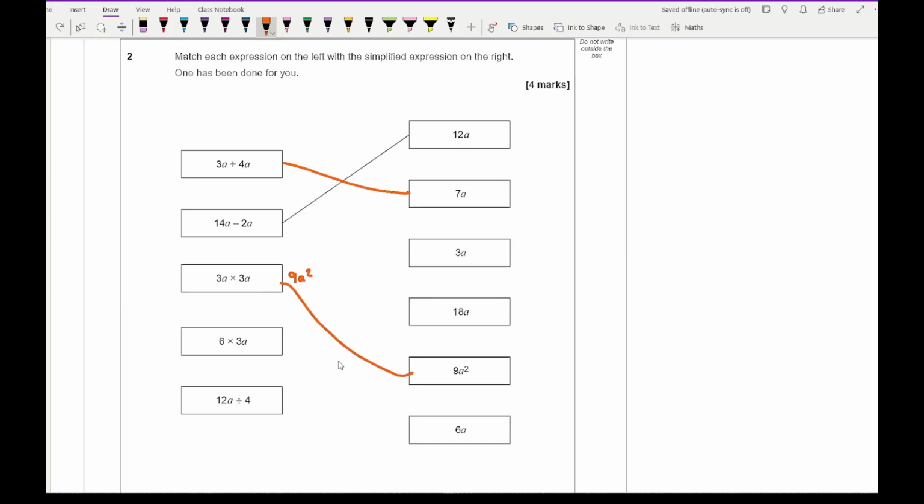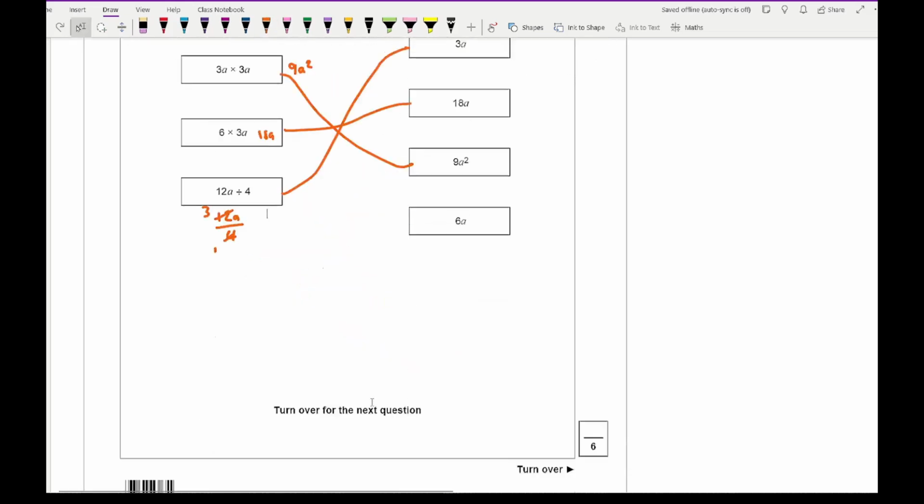3 times 6 is 18, so that's going to be 18a, and that is going to be there. And finally, 12a divided by 4, or if we divide both numbers by 4, we get 3a. So it's just that one there.